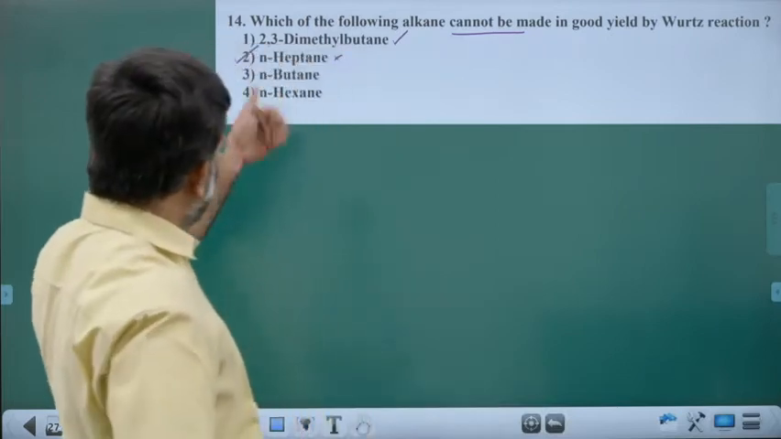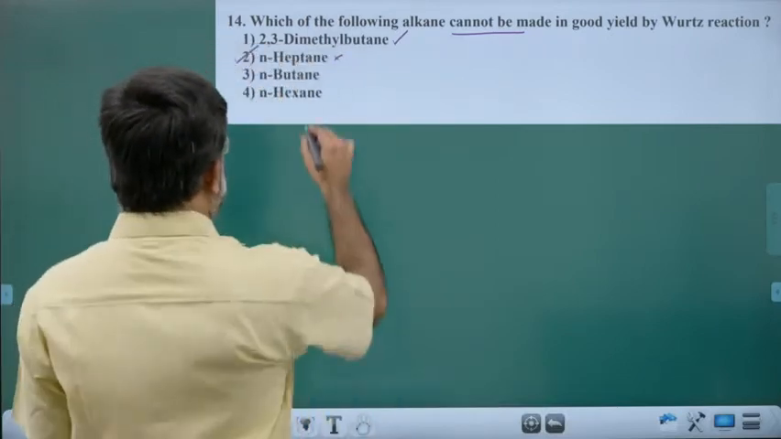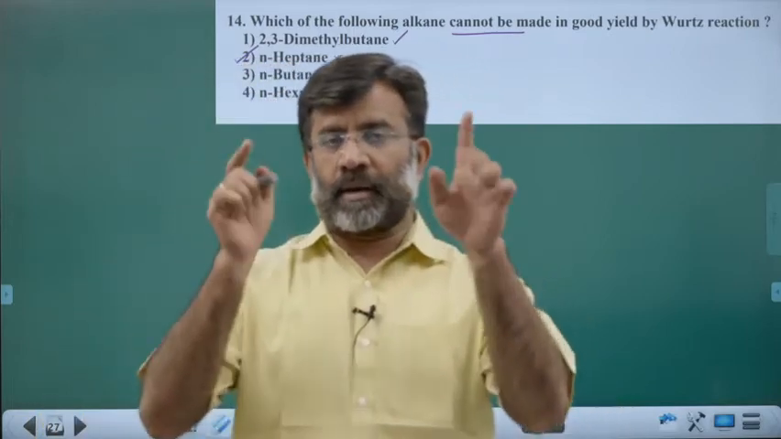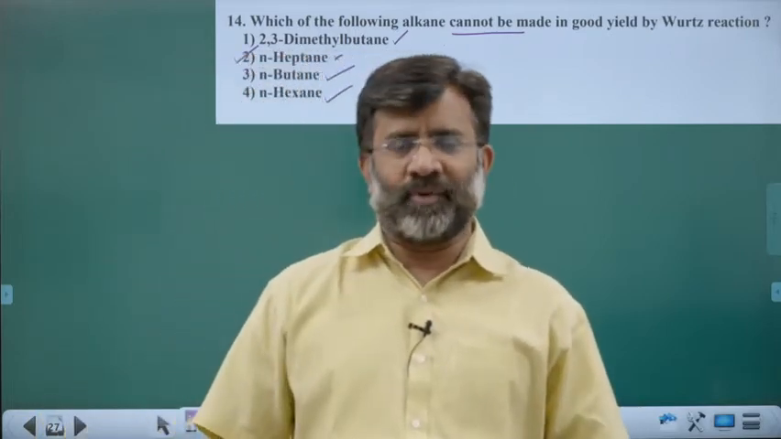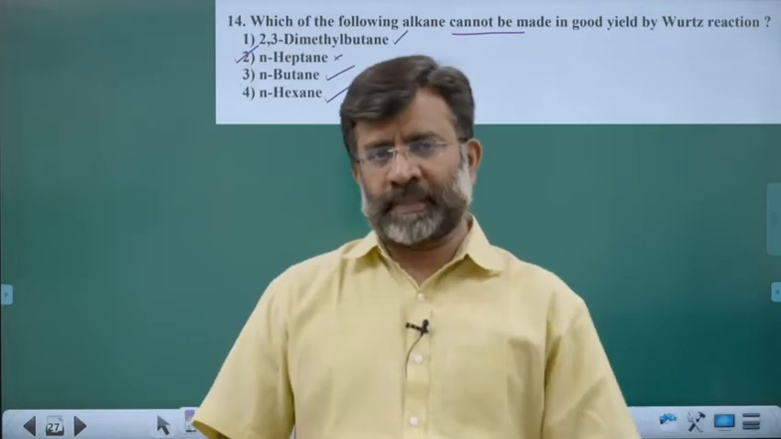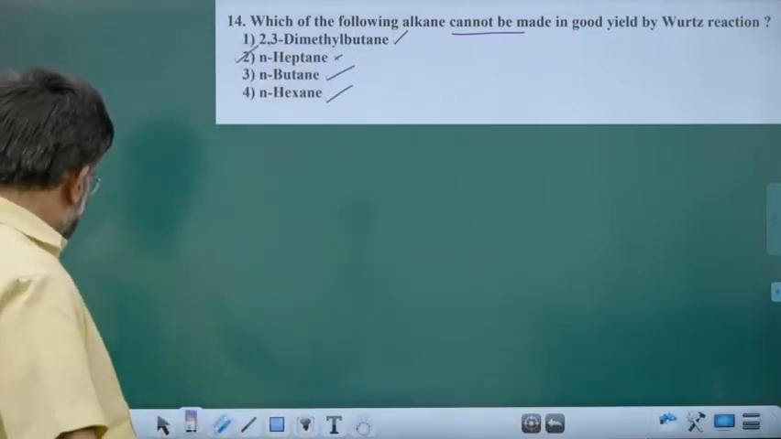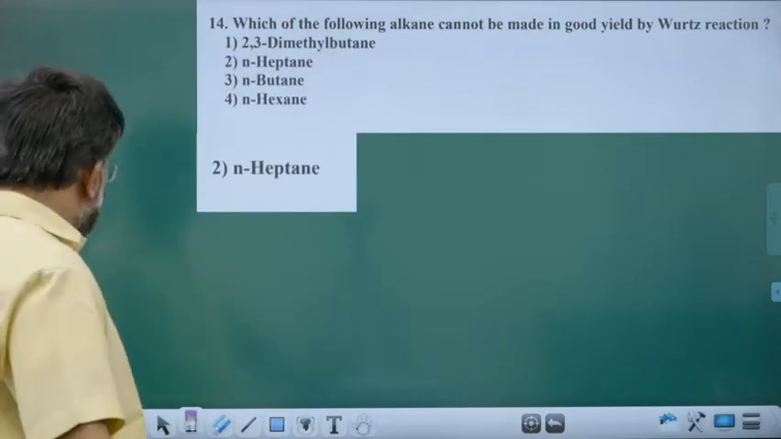You can get butane, hexane. So these you can get. They are symmetrical even number carbon atom products. You can get them by Wurtz reaction, not heptane conveniently. Answer is heptane. Next.